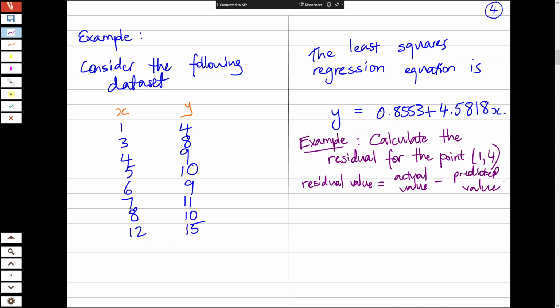The value for y at that point, which is 4. Yay. Okay? So I'll write underneath the value of y at the point. Now comes the trickier part. What's the predicted value here? We're going to have to calculate it.